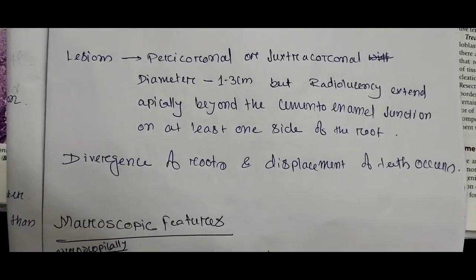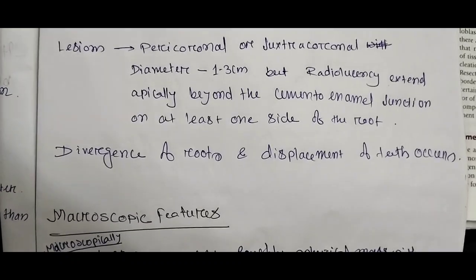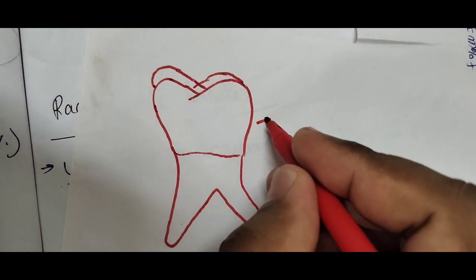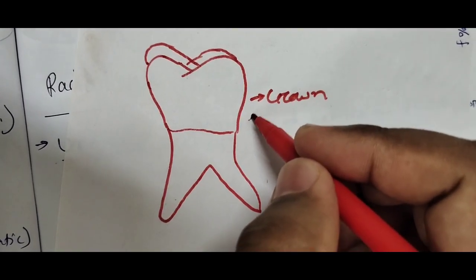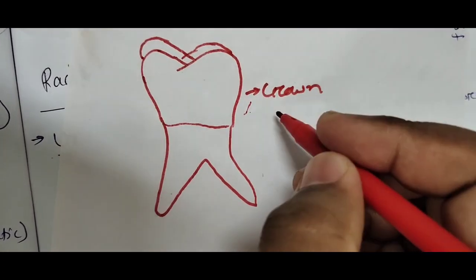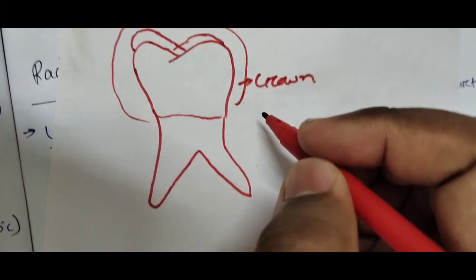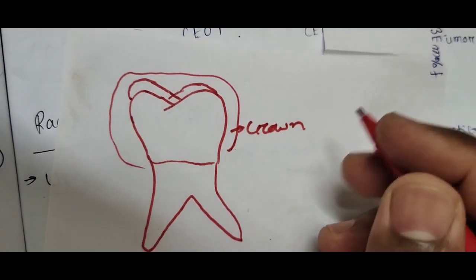The cyst is pericoronal or juxtacoronal. Pericoronal means, suppose this is the crown, and peri means surrounding. So pericoronal means surrounding the corona, surrounding the crown of the tooth. The cyst will surround the crown of the tooth.